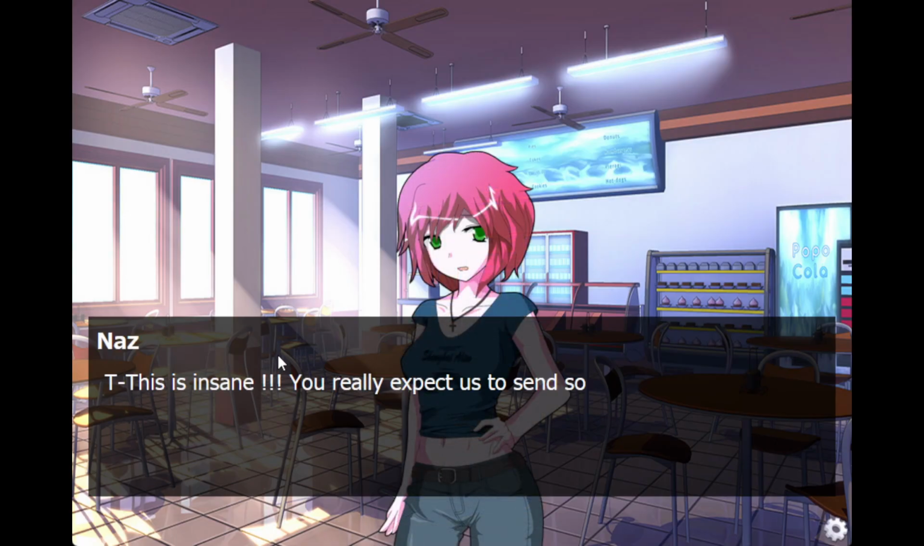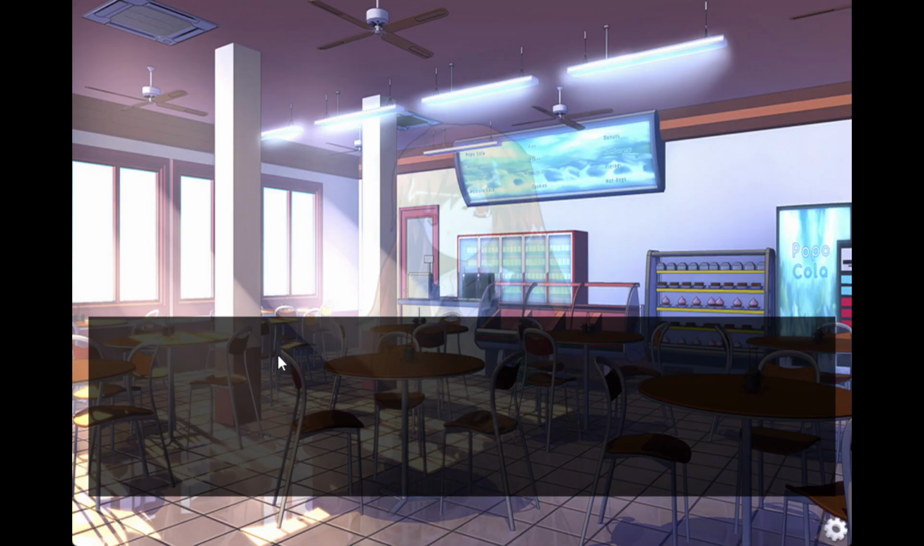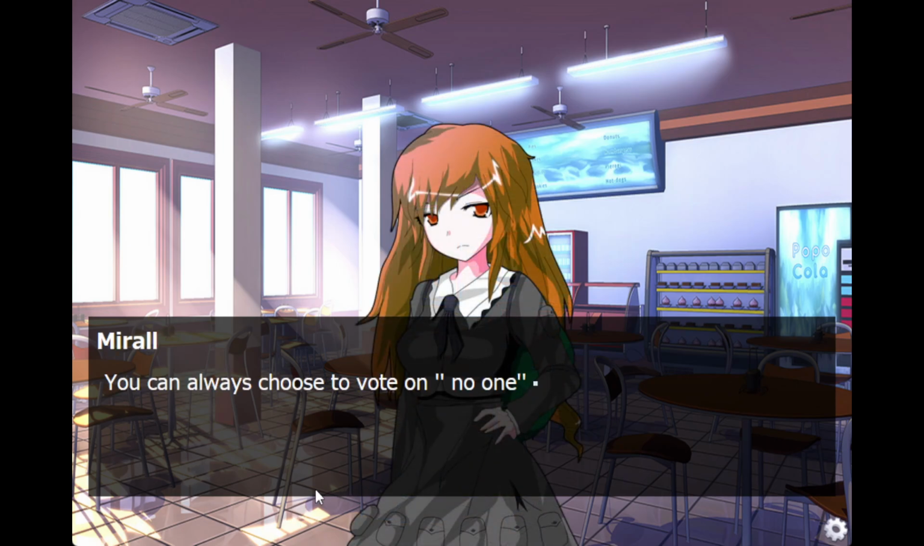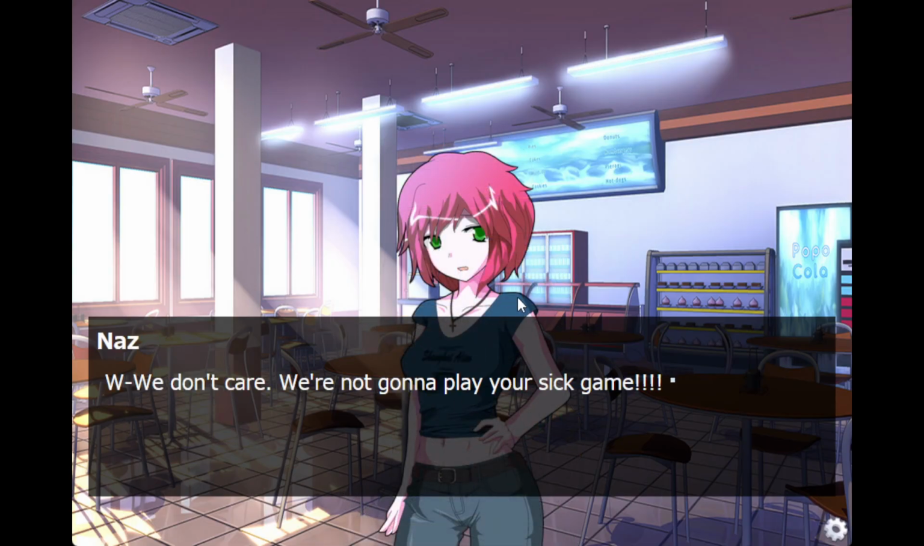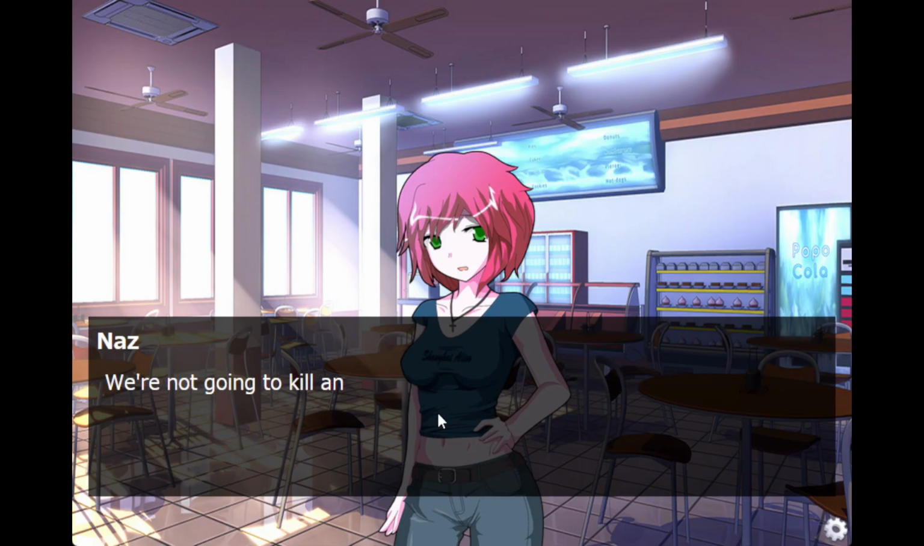This is insane. You really expect us to send someone to their death? You can always choose to vote on no one. However, that would only benefit the killer, of course. No, it wouldn't. It's better to kill no one than to kill an innocent. We don't care. We're not going to play your sick game. We're not going to kill anyone.